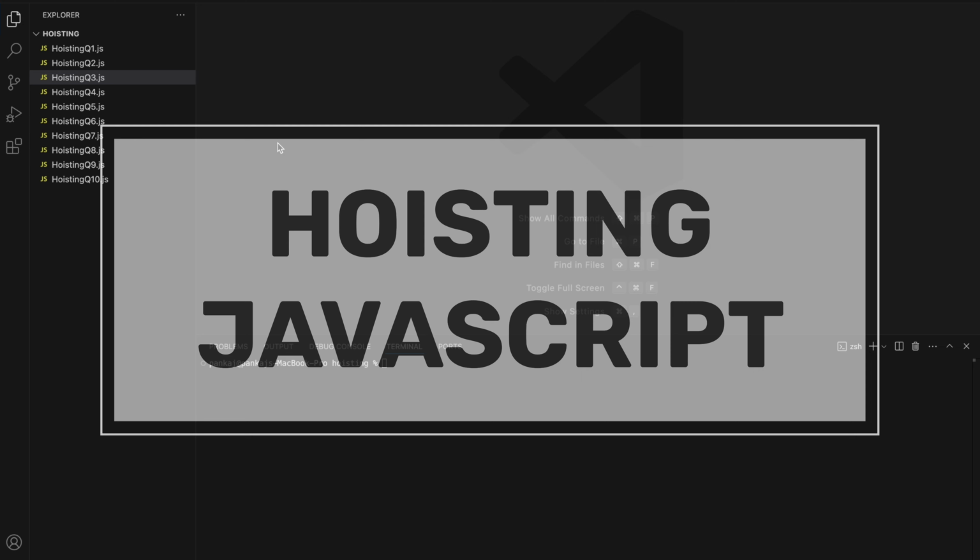Hoisting is a concept in JavaScript, or you can say it is a mechanism, where variables, function declarations, or classes are moved to the top of their scope during the compilation phase. This is very important to understand. All these are moved to the top of their scope during compilation time, right? So what does it mean? This means that you can use these before they are declared in the code. However, variables declared with var, let, const, and functions are hoisted in a different way.